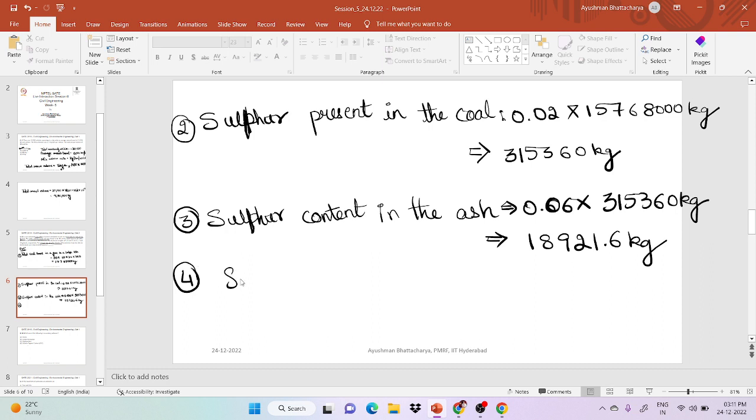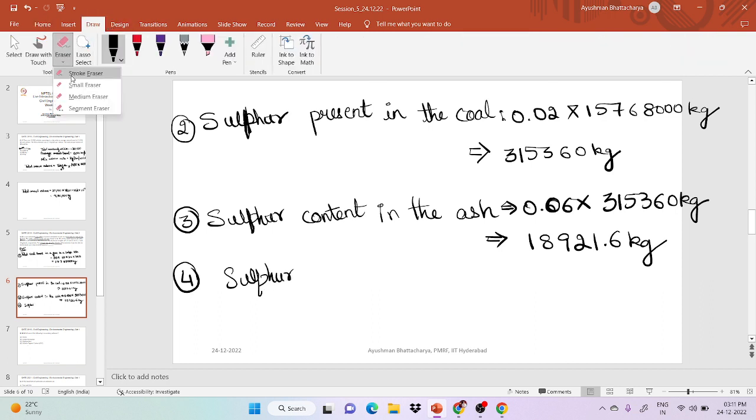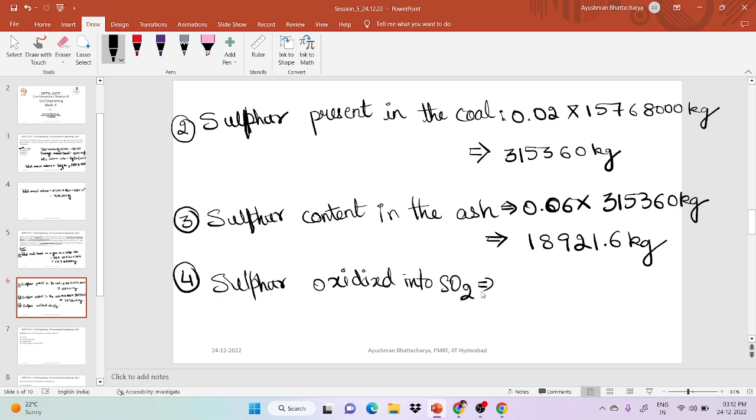Now the thing is, sulfur is oxidized into SO2. Okay, so sulfur oxidized into SO2, how much will it be? So basically, if 6% is present in the ash, then the remaining 94% will be oxidized into SO2. So 0.94 into 315360. This will come out to be 296438.4 kg.